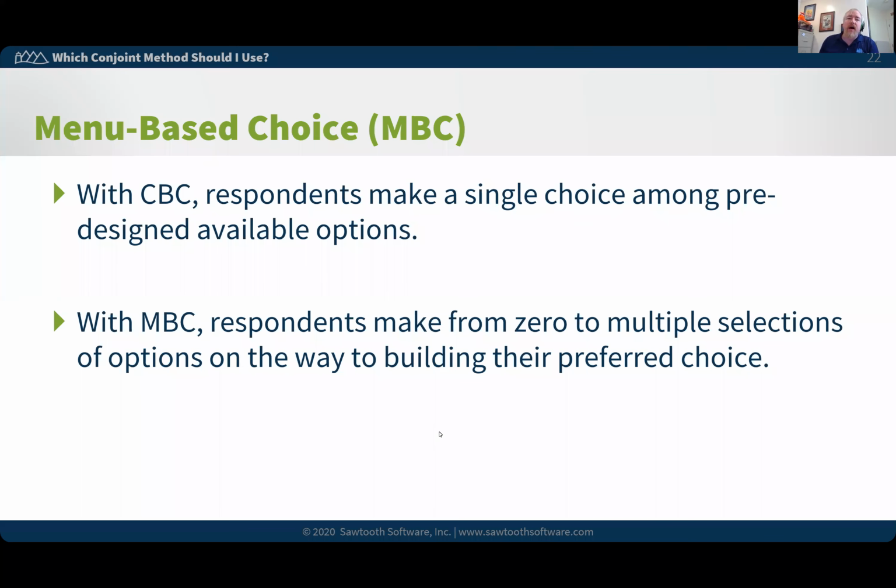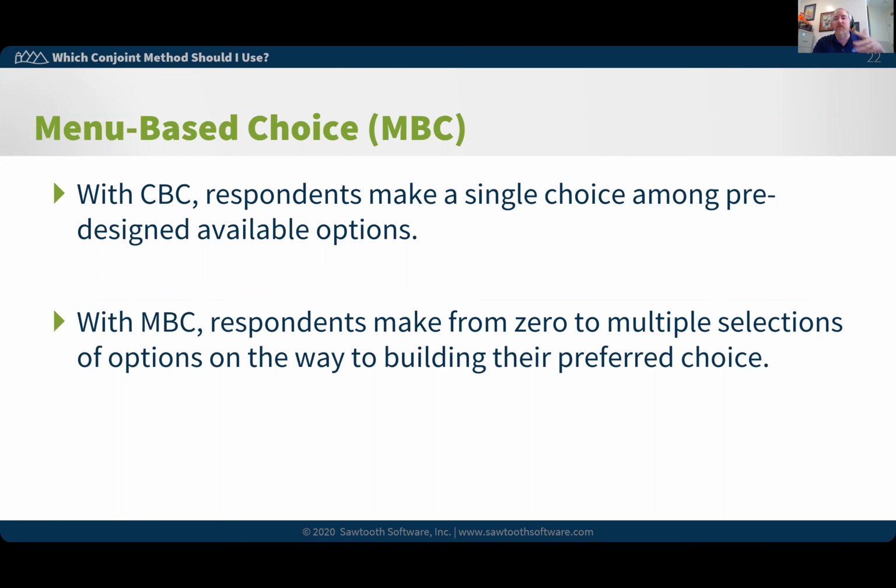Menu-based choice is good for situations where people are making a number of decisions within a single choice, right? So instead of just making one choice among 3 products, you might be choosing one product and that determines what else I'm buying along with that product. So if I get a basic cable package, then I'm more likely to add on a sports package, but that sports package might have already been included in a premium package. So I might make one decision, I might make multiple decisions.